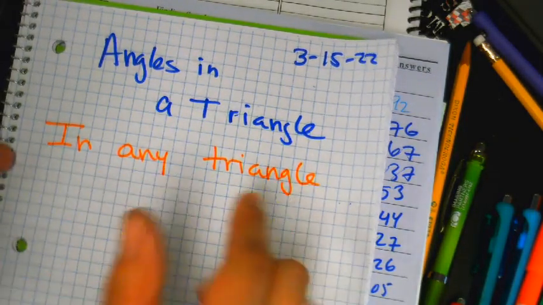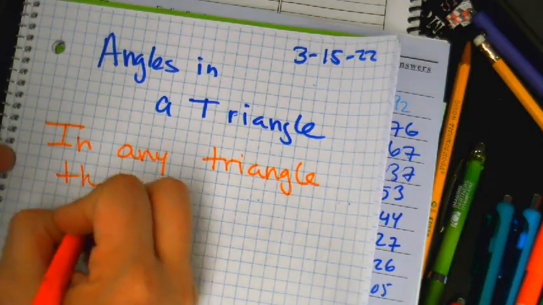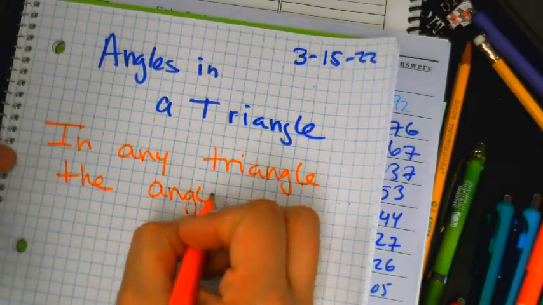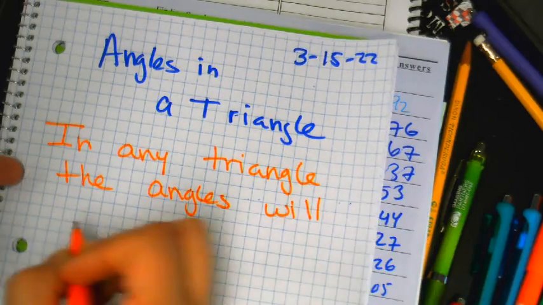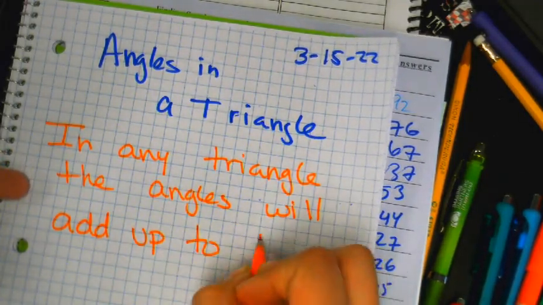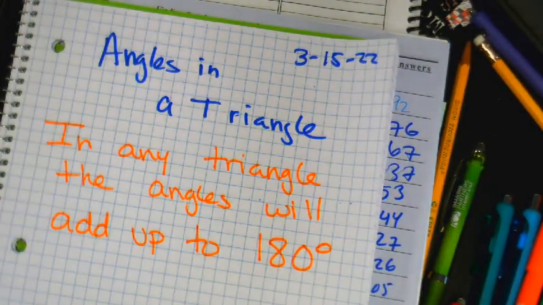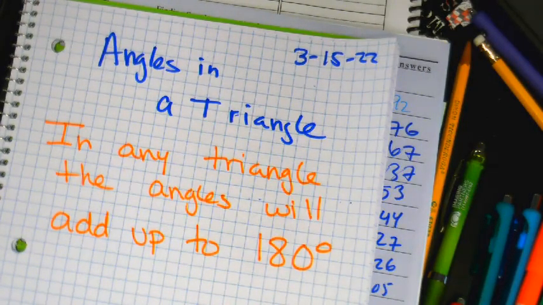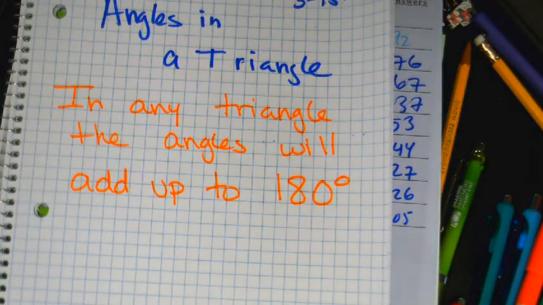In any triangle, the angles will add up to 180 degrees. So in any triangle, the angles will add up to 180 degrees. So if it's a small triangle, a big triangle, a medium-sized triangle, when you add up the 3 angles, it will equal 180 degrees.